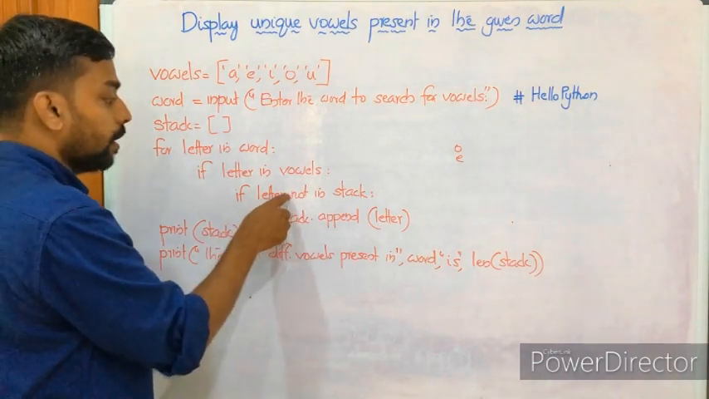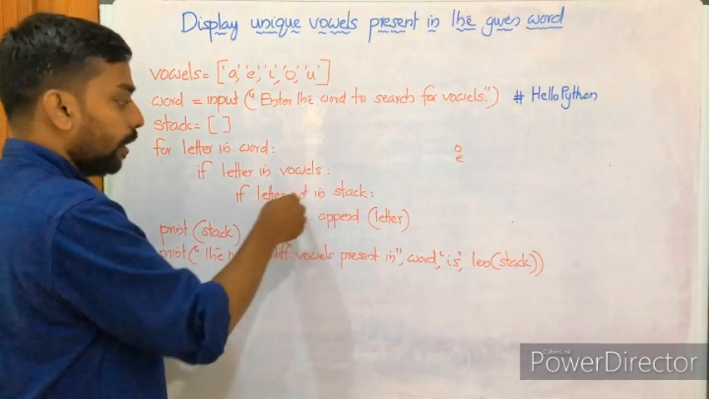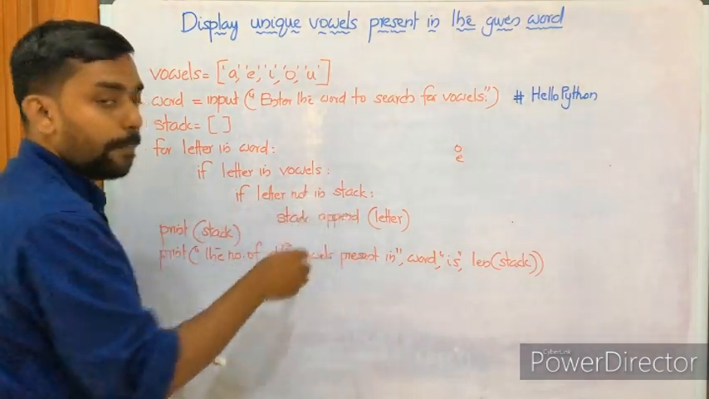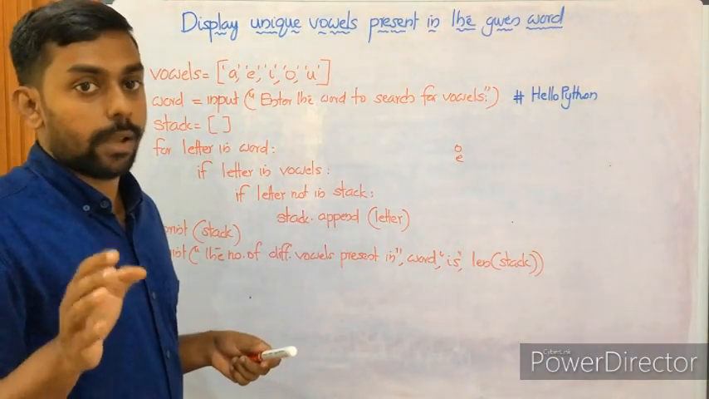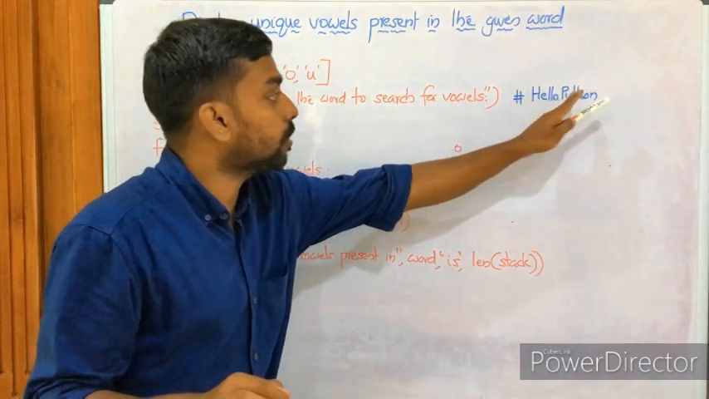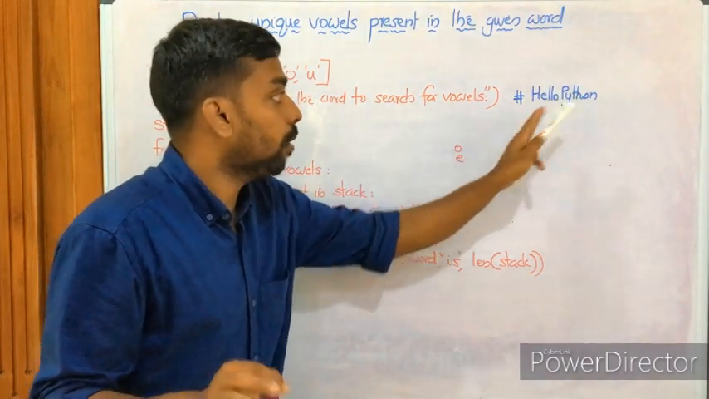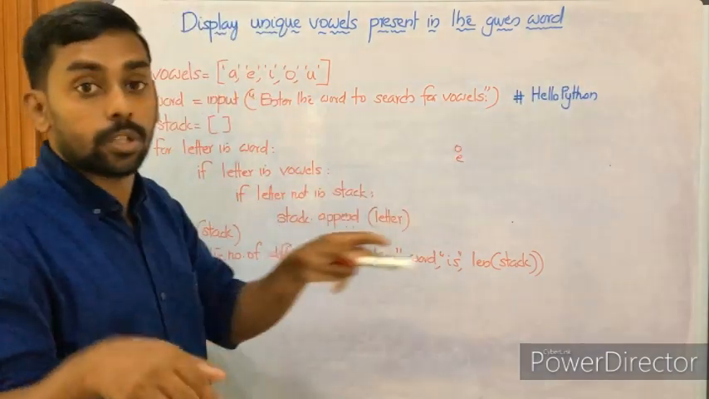Because if letter in stack is a condition, and it's already there, the condition becomes false. It will not push or append it again onto the stack. We have two O's. First we have stored this O, then when we reach the second O, it will not be pushed onto the stack.